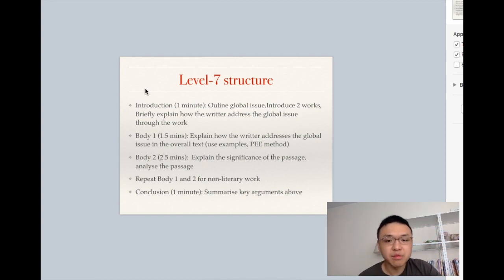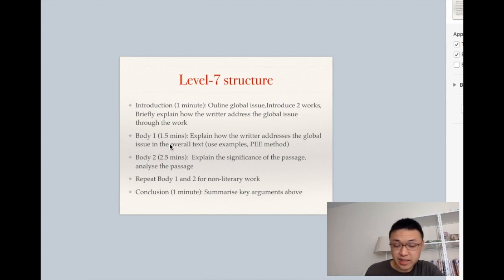Then you go to your body paragraph, right? So your first body paragraph, you talk about how the writer addresses the global issue in the overall text. So for example, you can talk about how the writer uses characterization to make his point, whether there is symbolism used in the text, or whether there are motifs, or the context. How does the context help the writer to address the global issue, right?